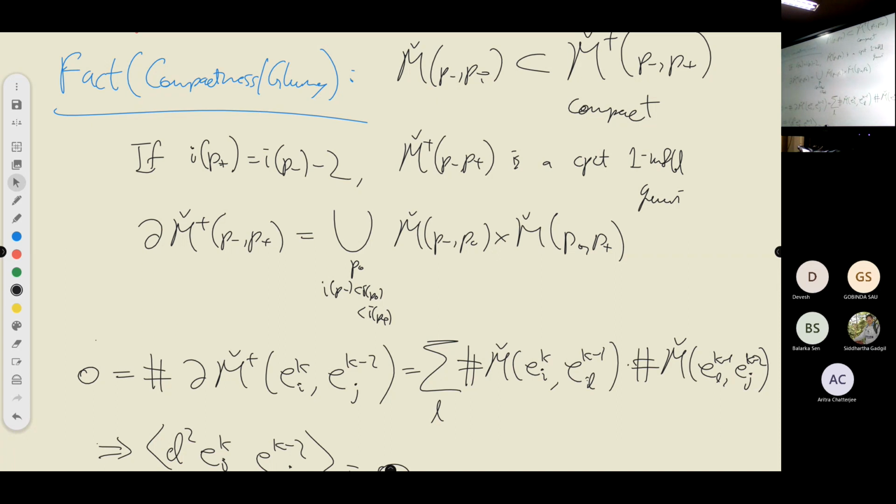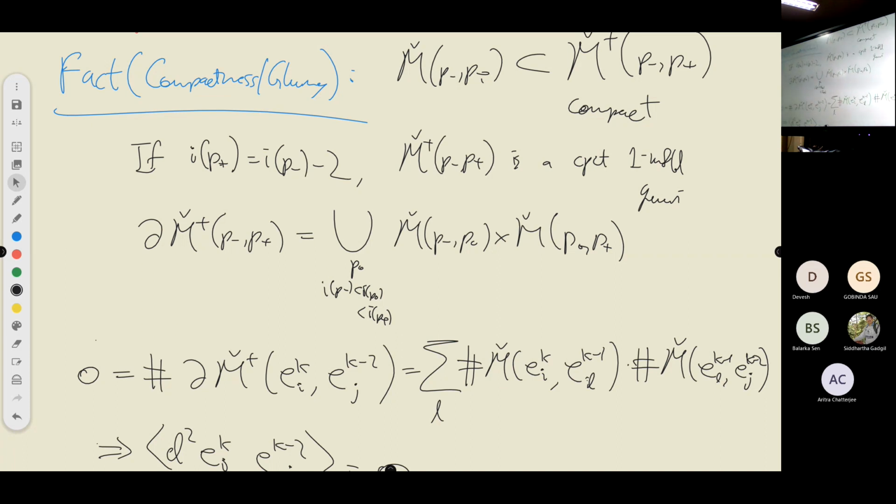But so one of the inclusions is where I guess gluing comes in, right? Because if you're given two broken things, you want to put them together to get a trajectory that's nearby. That is the gluing part. The compactness thing is just going to be that the only way you can fail compactness is when you go to one of these broken trajectories. And so the gluing is supposed to be the converse to that.